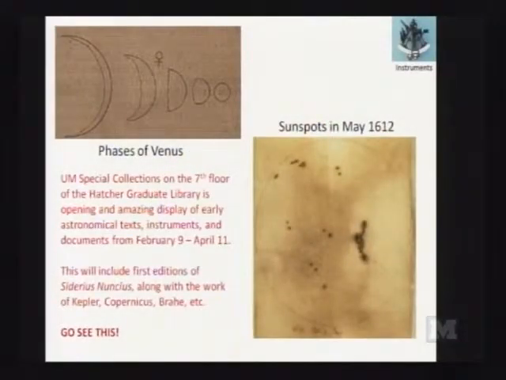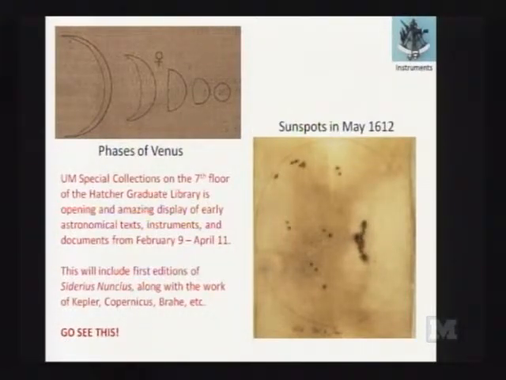I want to just make a mention of a really neat theme semester event which is about to begin here. The special collections of the library here at the University of Michigan has, for reasons I'm not entirely sure of, an incredible collection of historical texts in astronomy and mathematics. And because of the theme semester, they're about to put those on display. This display will begin on the 7th floor of the Hatcher Graduate Library. It will begin on Monday and will continue through April 11th.